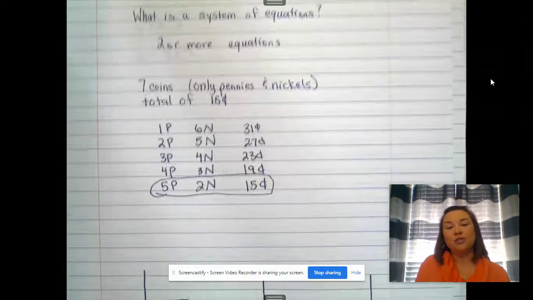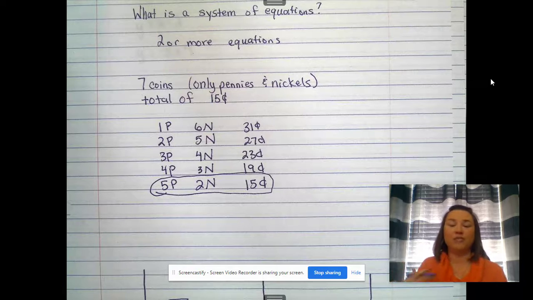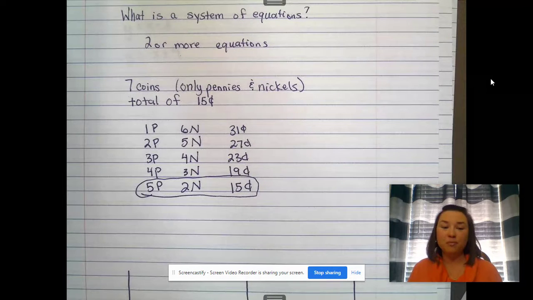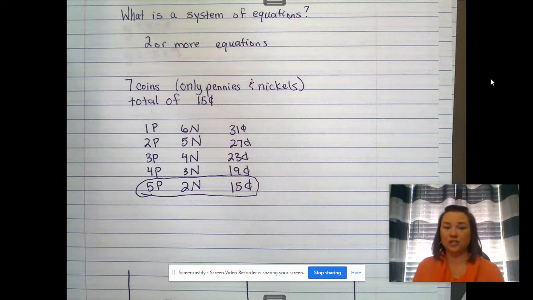Now, you can do lots of things like that with a table, guess and check. But the bigger the parameters are, the harder it's going to be. Also, if I was including more than just pennies and nickels, like quarters and dimes, it gets a little bit more complicated. Now, I told you we're only going to be looking at linear, so it's not that big a deal. But you could come up with a system of equations.